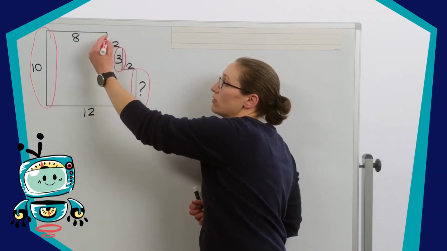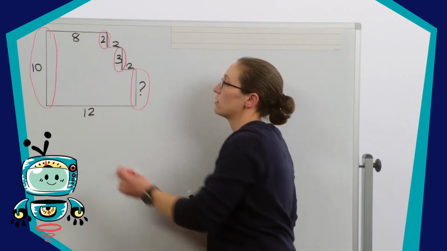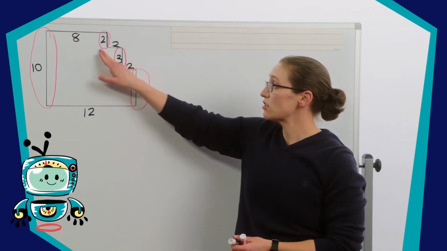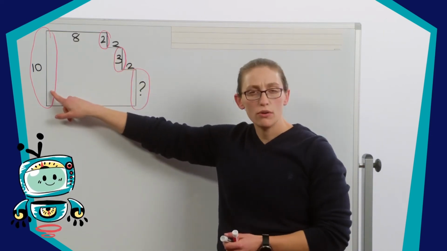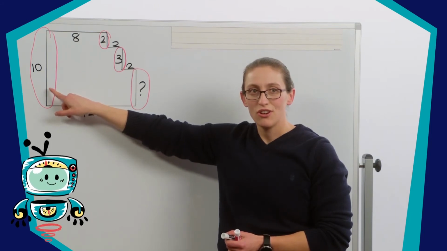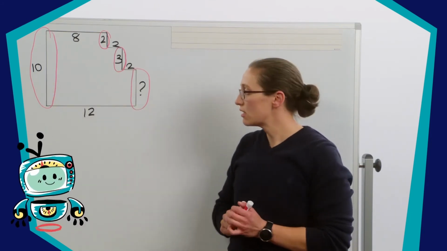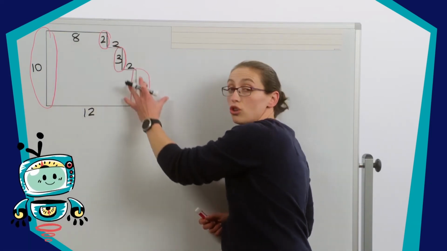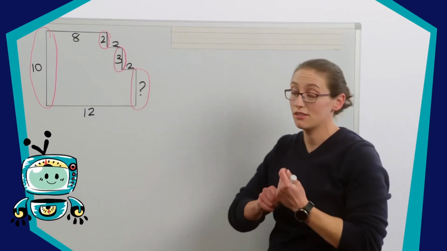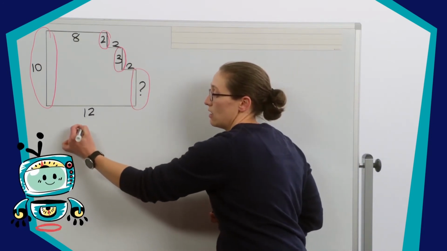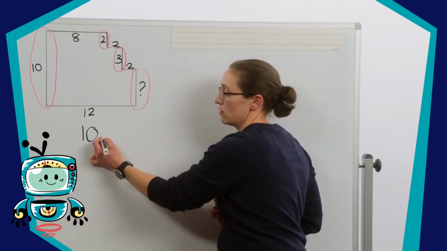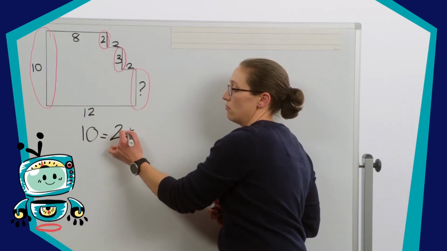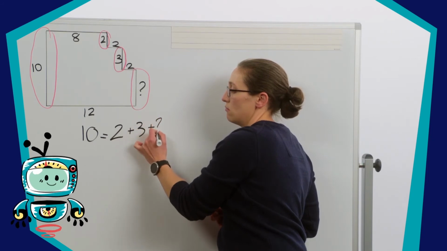And then I've got this vertical dimension, that is 2 units. And if I take these 3 dimensions, it looks like they're going to equal this vertical dimension. So let's figure out what that is. So, if I have this one that looks like it's going to be our total of all these dimensions, we've got 10 units is going to equal 2 plus 3 plus something.